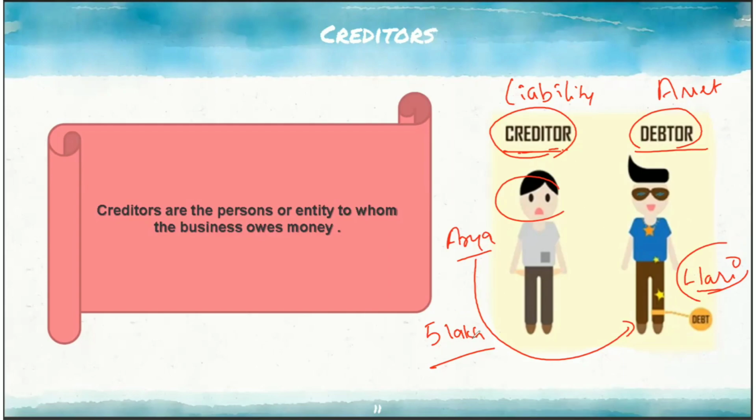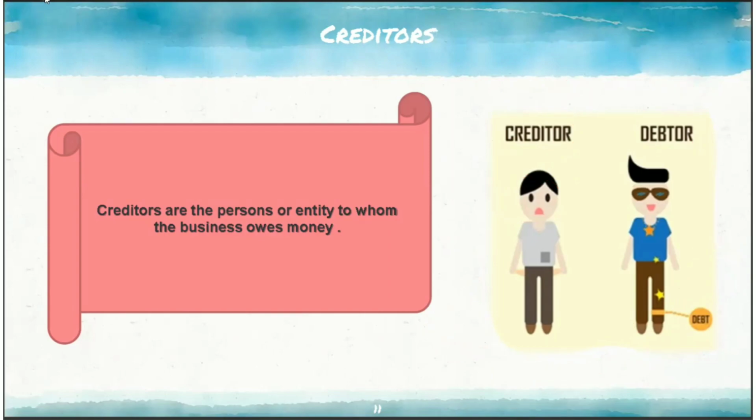How much? 5 lakh rupees. Now it became an obligation that he has to pay this 5 lakh back to Hari. So the creditor creates a liability, obviously. Then a creditor is always considered a liability and a debtor is an asset. Always it is an asset for us. Okay, I hope I'm clear till here.